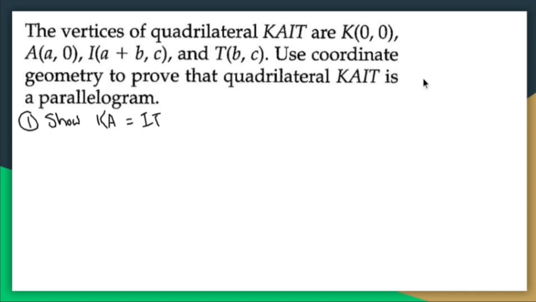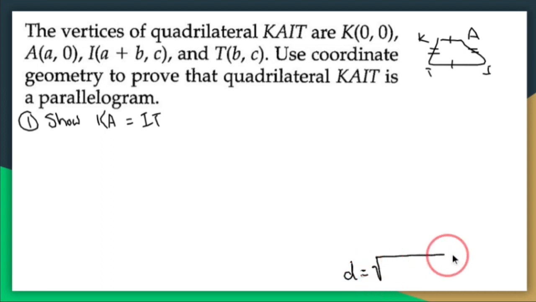Okay, so again, if you're like, I don't see the picture, look, there's a picture, KAIT. It has to give you whatever order it's in. So I have to show KA and IT, and then I have to show AI and KT. That's what I'm going to do. So I need to show that KA and IT are congruent. The way we do that is we use the distance formula.